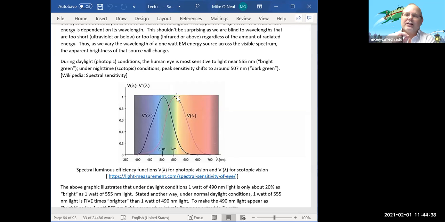Rods detect light, but they don't tell you what color that light is. The little cones, you've got three types of cones. We'll talk about those in a minute, but those cones are how you detect color. Cones are actually less sensitive than rods. Rods are more sensitive.